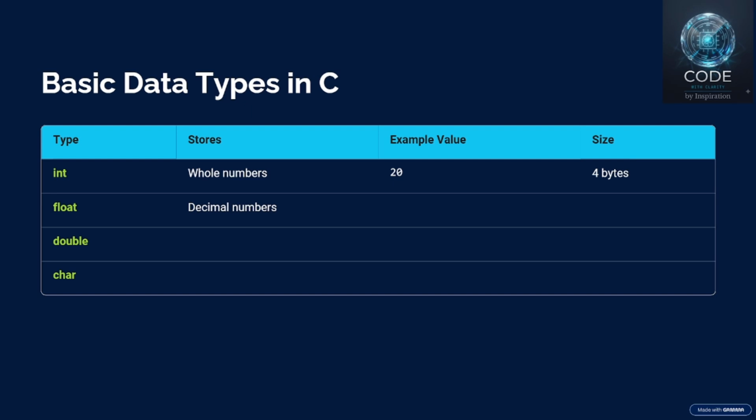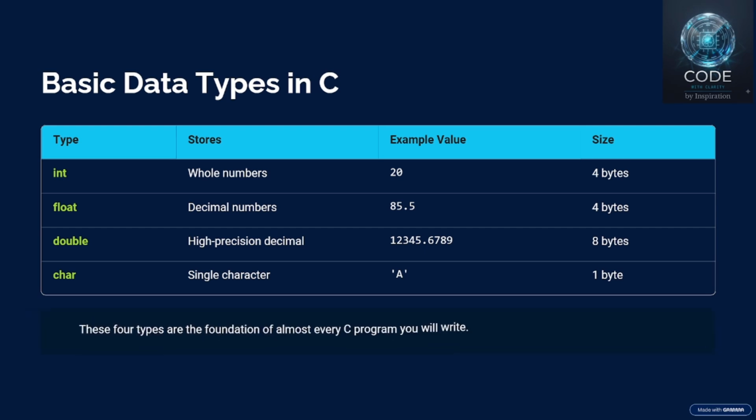And notice one more thing. Different data types require different amounts of memory. According to the values shown in our presentation, int requires 4 bytes, float requires 4 bytes, double requires 8 bytes and char requires 1 byte. The difference between double and float is that double helps us store larger decimal values. So the data type helps C understand not only what kind of data we are storing, but also how much memory it needs.